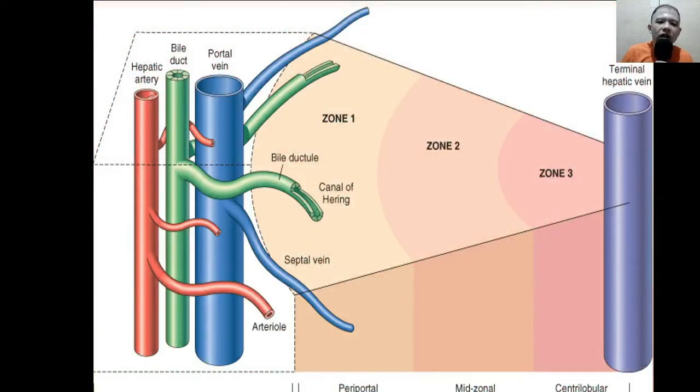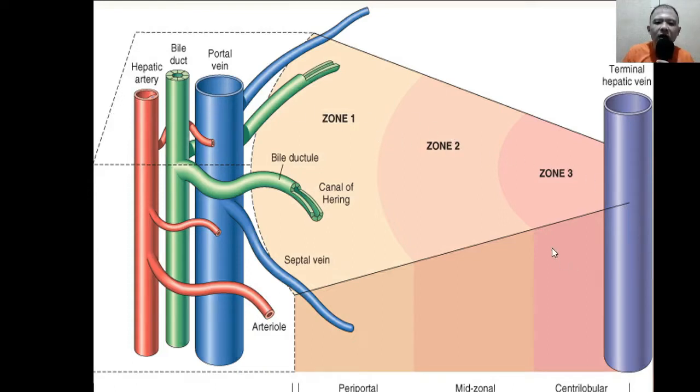And this is the portal triad, and what I want you to know here is that the main blood supply of the liver comes from the portal vein. It's a big vein. Although it's a vein, it supplies blood to the hepatocytes. The secondary blood supply is the hepatic artery. The drainage is through your hepatic vein or the central vein, and the blood flow is going inwards.